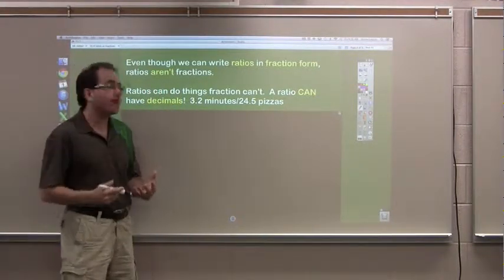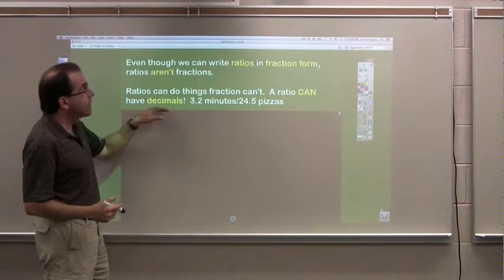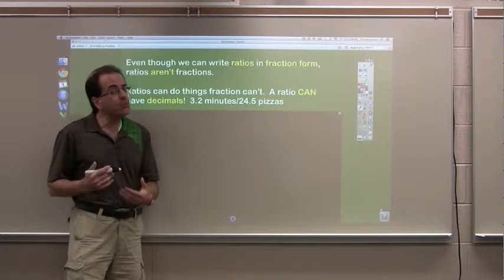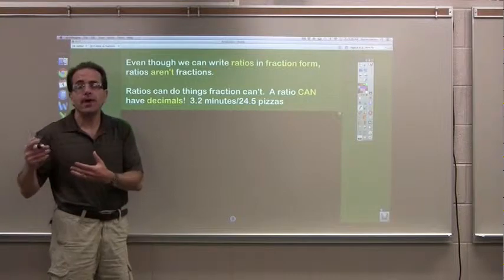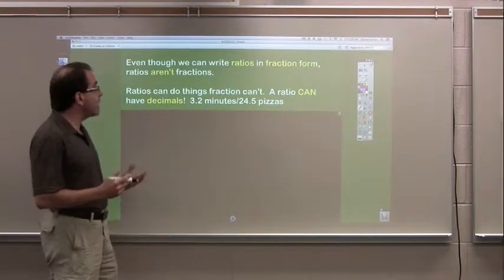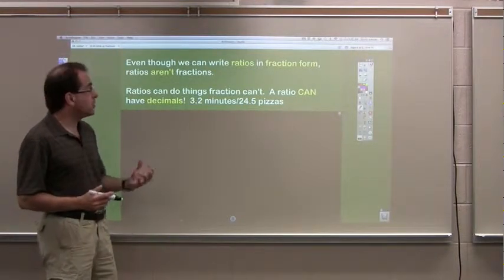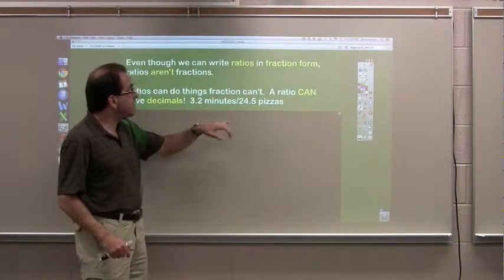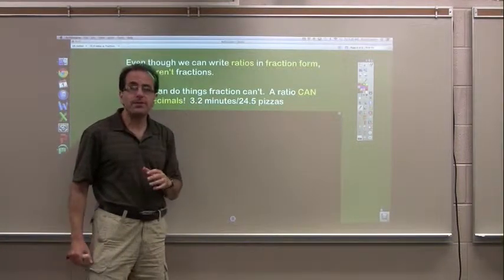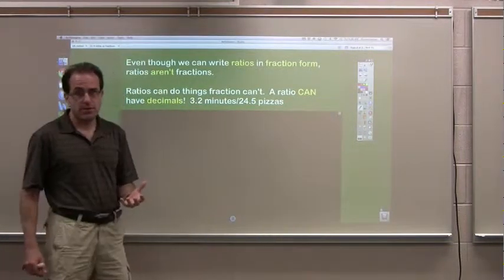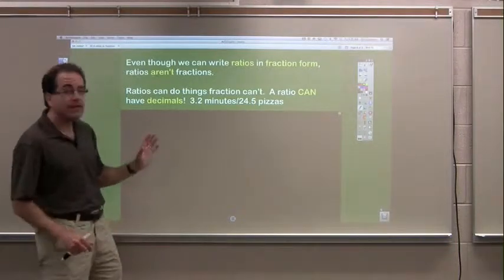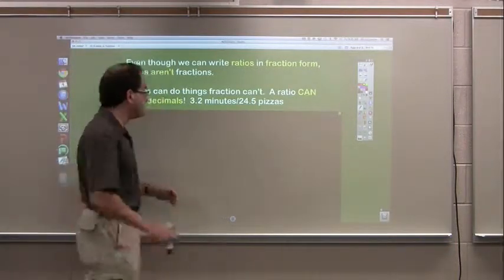Ratios are kind of like super fractions. All right? A ratio can have decimals. You can't have a decimal in the numerator and denominator and call it a fraction. But I can have decimals in my ratios. So I can have 3 2/10 minutes to 24 5/10 pizzas. If I turn this into a fraction, I'd have to get rid of the decimals.